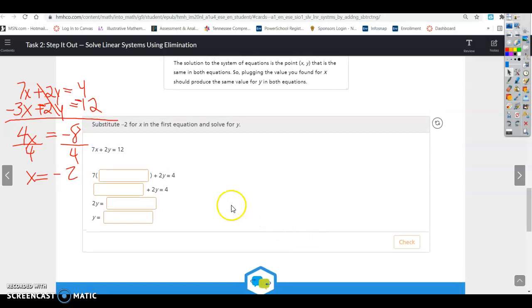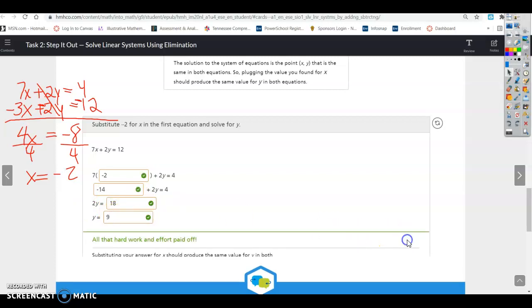All right, substitute negative 2 for x in the first equation and solve for y. So 7x plus 2y equals 4. They're just going to check it here. So 7 times negative 2 is negative 14. And then they've got 2y here, so that means they've added 14 to the other side. 14 plus 4 is 18. And then divide both sides by 2, so you get 9.